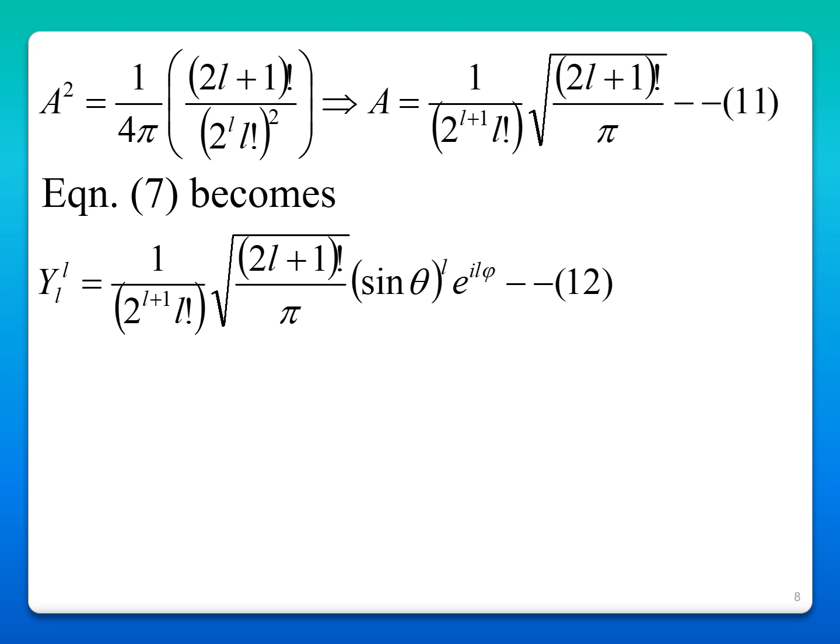So if you simplify this, you can find A is equal to 1 by 2^(L+1) L factorial into square root of (2L plus 1) factorial divided by π. So if you substitute this in equation 7, then Y_LL is equal to 1 divided by 2^(L+1) L factorial, square root of (2L plus 1) factorial divided by π, (sin θ)^L e^(iLφ). Thank you.